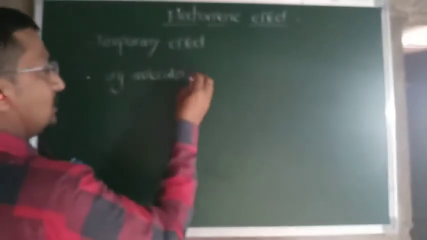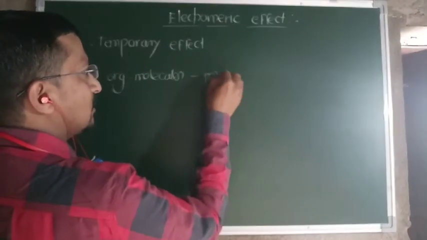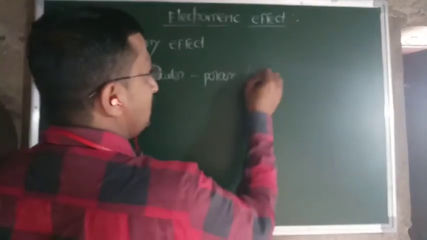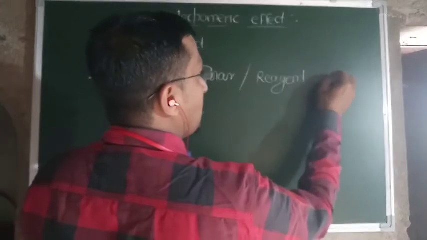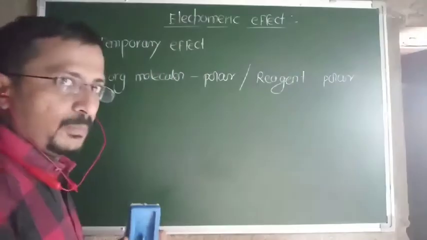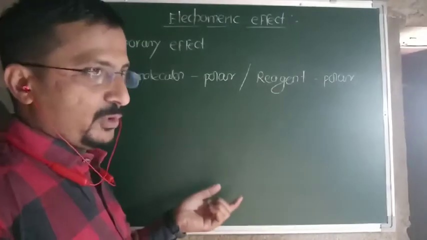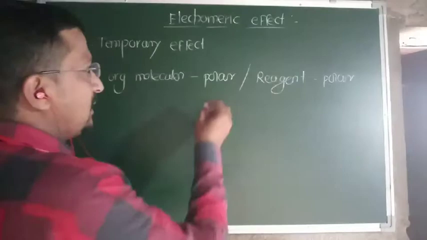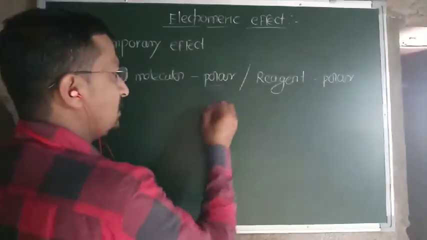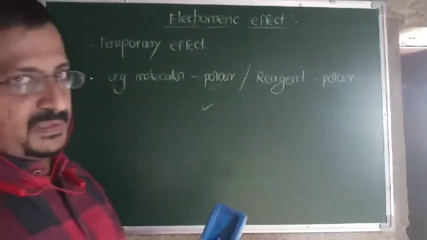Now, if you consider most of the organic molecules, they are polar in nature, and the attacking reagent may or may not be polar, but most of the organic molecules are polar. Attacking reagent also polar or not polar, no problem. Due to polarity of the reagent or polarity of the substrate, the reaction takes place. Chemical reaction between them takes place, isn't it?